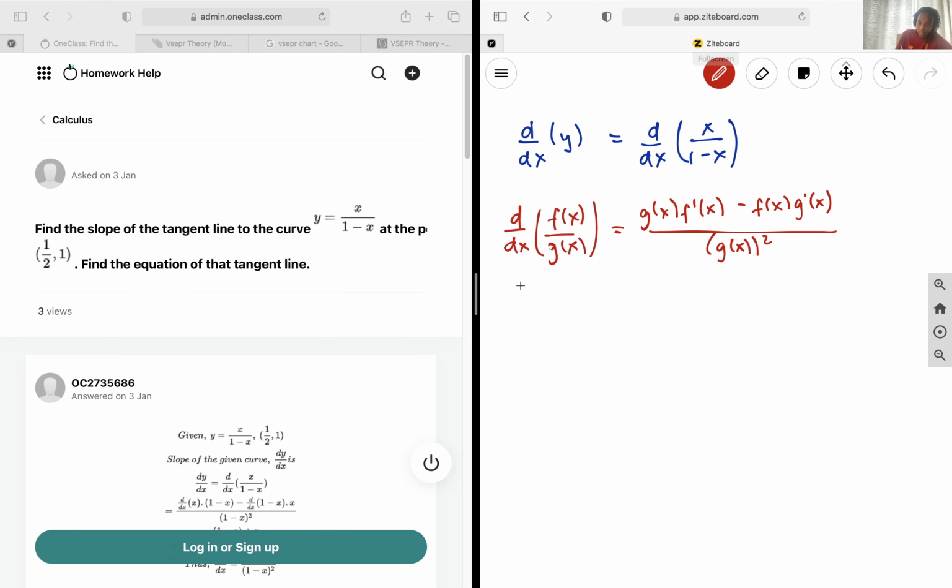Okay, and so now let's write down what we actually have. We have f of x is going to be equal to x, so the derivative is going to be equal to 1.